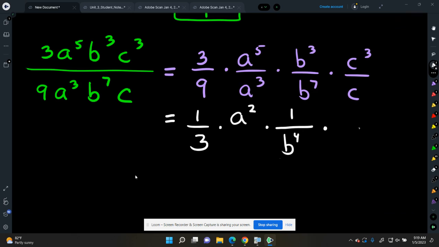C squared over C. C to the 2nd, and it's on top, right? Very good. C to the 2nd, and it's on top.